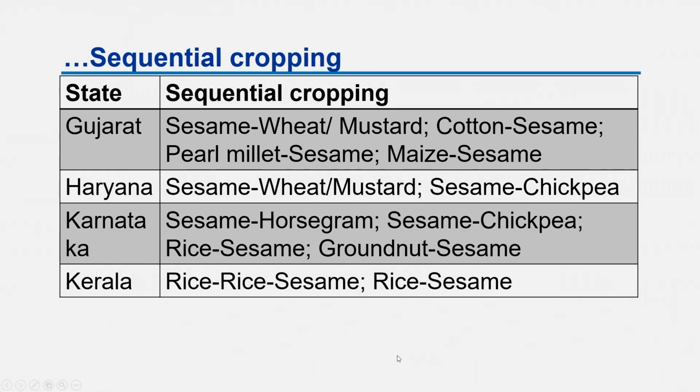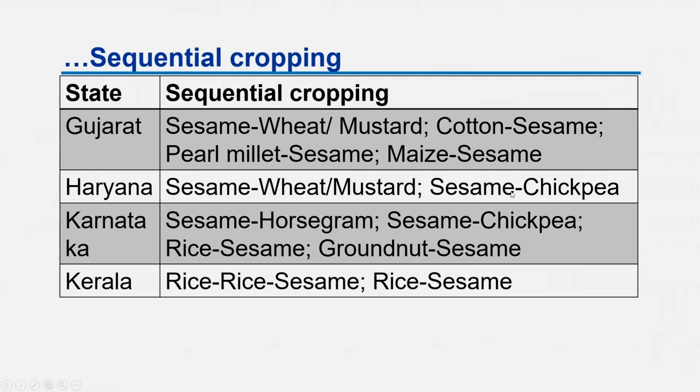Now, you can see the rotations for Gujarat. Sesame, wheat, mustard means in Kharif it is sesame, in Rabi it is wheat and mustard. Then you can take cotton sesame, and sesame can be taken in Rabi also. Pearl millet sesame, maize sesame. So, here you are seeing the interesting fact that in Gujarat you can grow it in Kharif as well as in Rabi season. Haryana, you can see it is grown in Kharif, sesame and then wheat or mustard in Rabi season, and then you can take a legume also in the rotation, sesame during Kharif and chickpea during Rabi season.